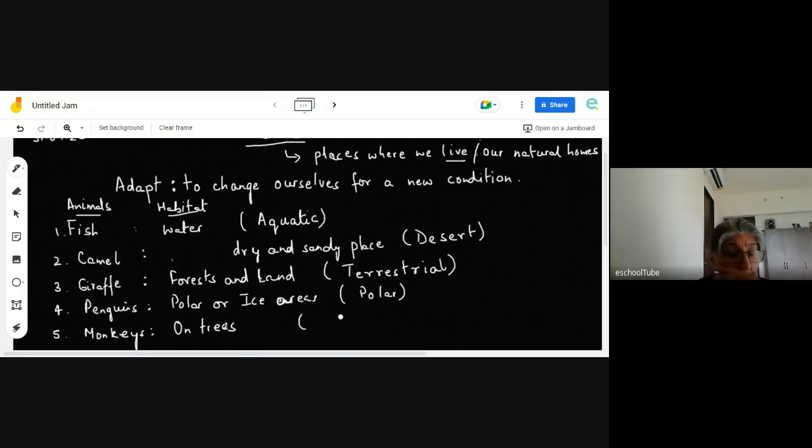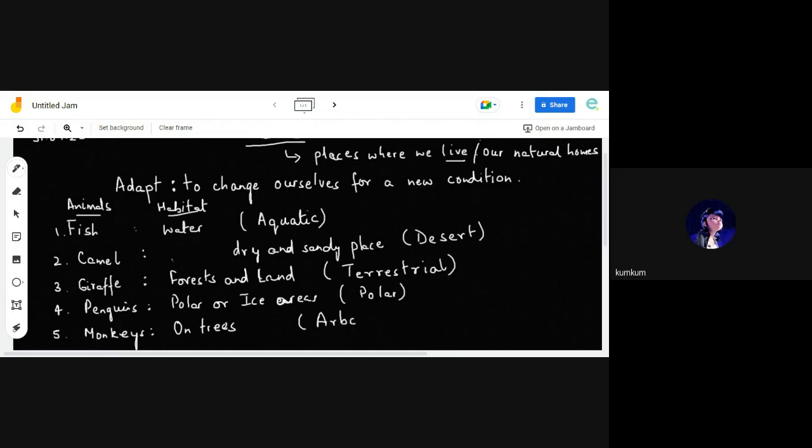On trees, animals that live on trees, what is their habitat called? Asad, let me ask Asad. Asad, what is it called? Tell me quickly. Good boy. You don't remember? Chalo, you only tell me, Sonia. Ma'am, arboreal. Spelling? A-R-B-O-R-E-A-L.